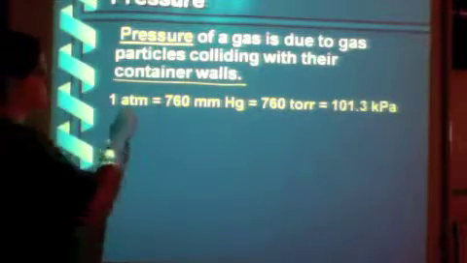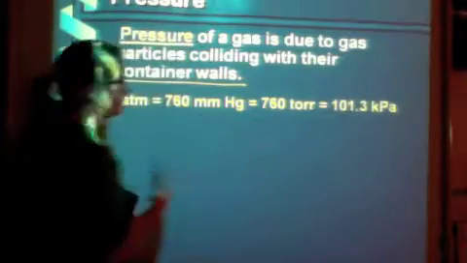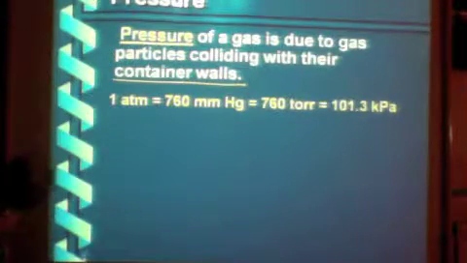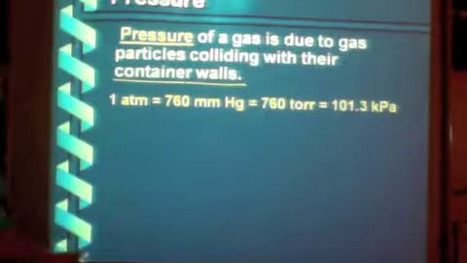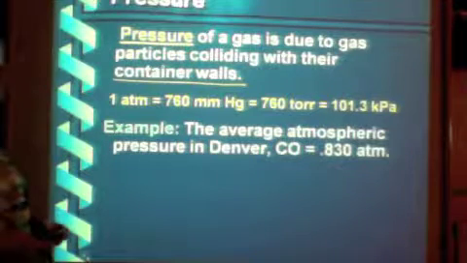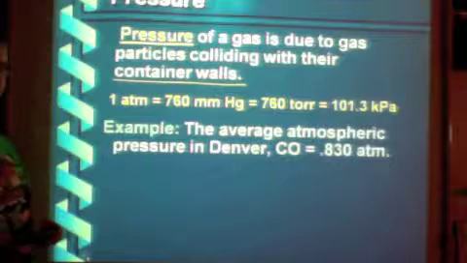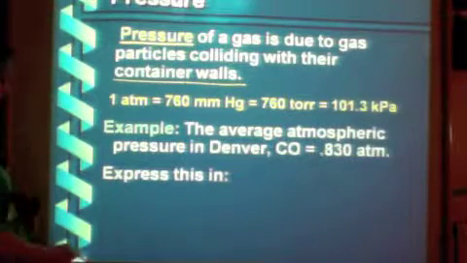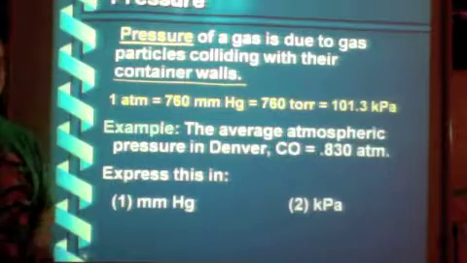So you're going to have to be able to go from 1 atm to millimeters of mercury, or 1 atm to kilopascals, or so forth. Okay? These are your conversions to go from one to the other. You do not have to memorize them. They're on the front page of your reference table. Okay, so the average atmospheric pressure in Denver, Colorado is 0.830 atms. I want to know what that is in millimeters of mercury and kilopascals.